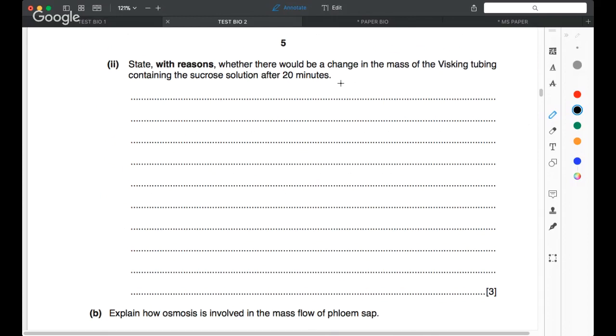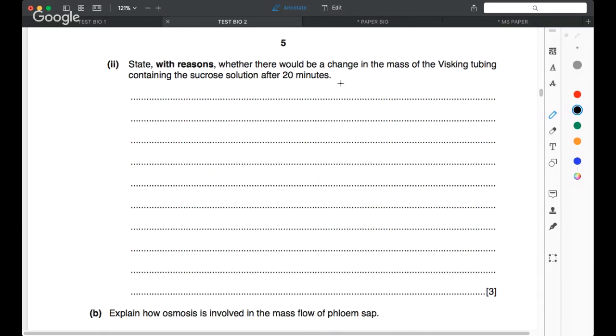That's happening because water's going down. So there's a high concentration of sucrose inside the tube and a low water potential inside the tube. So the water's going from a high water potential to a low water potential, which is why it's increasing in the sucrose until the potential gradient is evened out.